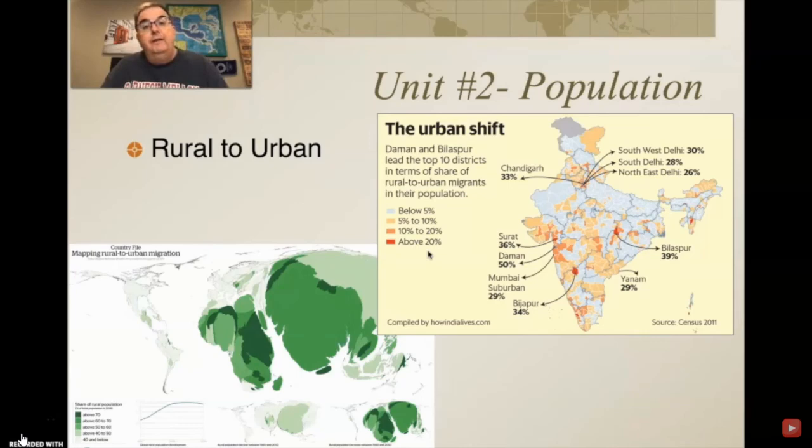The map on the right, the urban shift, this is India. Now, you could probably figure out that we have Delhi and South Delhi and Northeast Delhi, but knowing that Delhi is a city is going to help you in your response, and Mumbai too. So while the focus of the question is not on cities, knowing some names of cities and a little bit about them will be very beneficial to you as you respond to these FRQs.